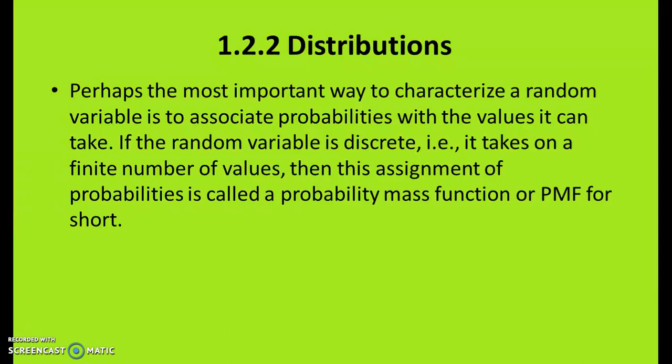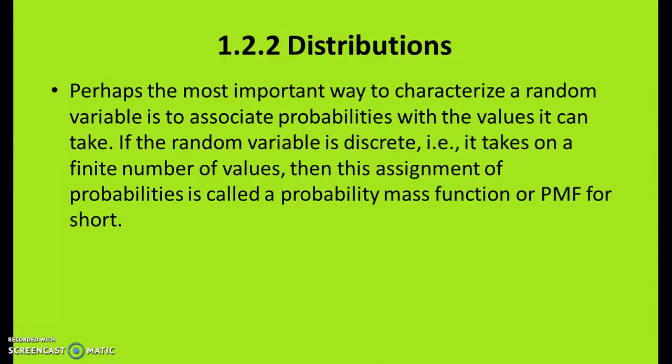In distributions, perhaps the most important way to characterize a random variable is to associate probabilities with the values it can take. If the random variable is discrete, that is, it takes a finite number of values, then this assignment of probabilities is called the probability mass function, or PMF for short. So what exactly are finite numbers? Just like the dice example, it has a probability of getting a value from 1 to 6. There cannot be a number above 6 in that scenario.